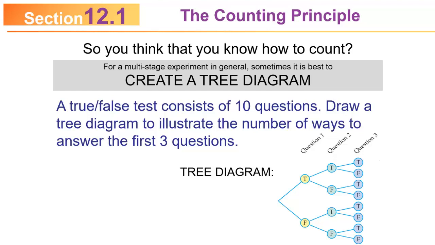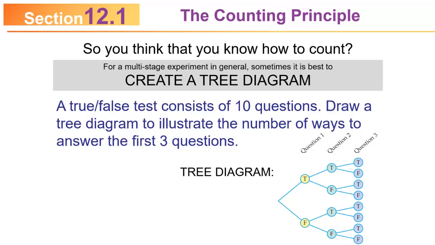This was a 10-question test, but they only ask about the number of ways to answer the first 3 questions. So because they only ask about the answer to the first 3 questions, we only go 3 levels in, which means this is a 3-stage experiment. Of course, if they had asked us to do all 10 questions, you can see very quickly how that tree diagram would get really complex, because at every stage, you double the number of possibilities. But in this case, we're only doing 3 questions.